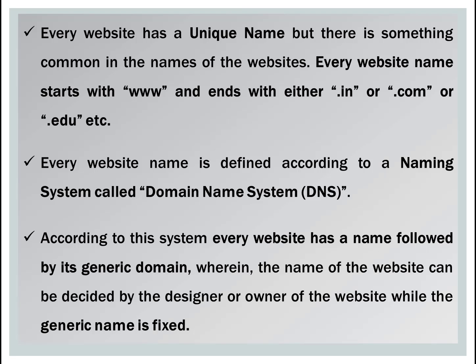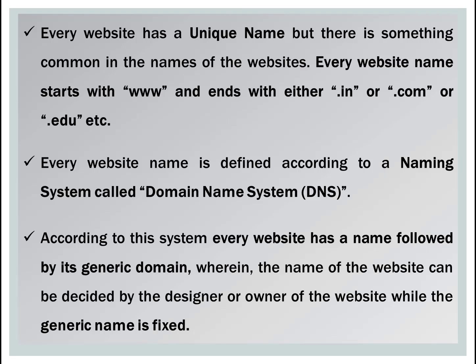Every website has a unique name, but there is something common in the names of websites. Every website name starts with www and ends with either .in or .com or .edu, etc. Every website name is defined according to the naming system called Domain Name System, short form DNS.